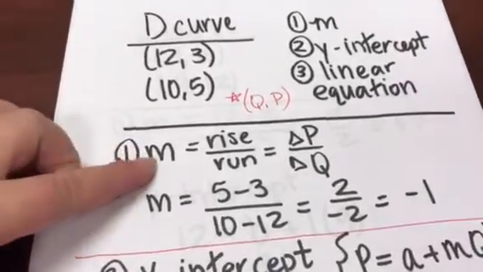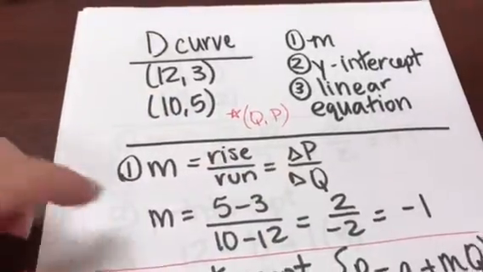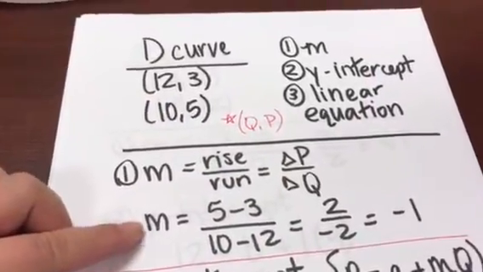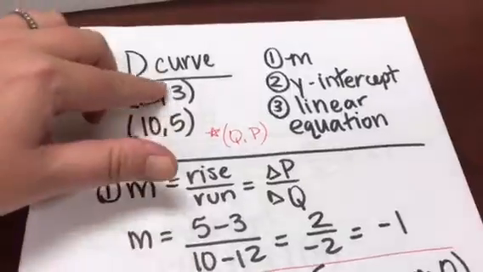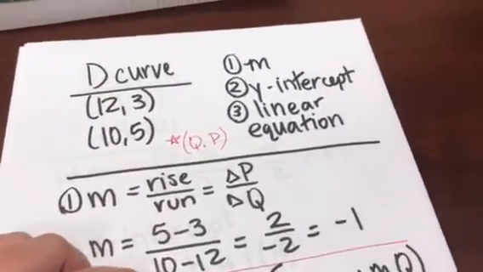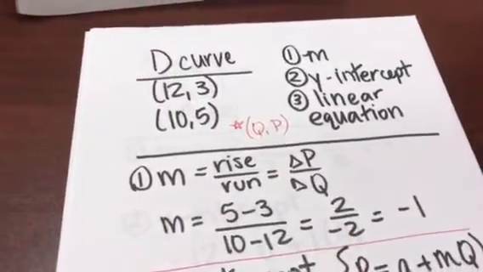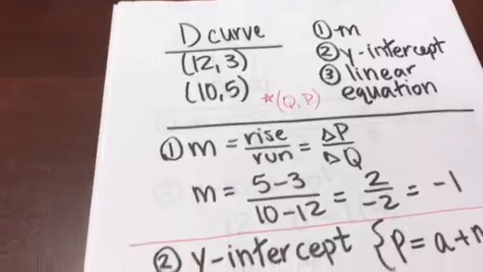Calculating our slope is simply rise over run, or the change in price divided by the change in quantity. So I just take those 2 points. I'm going to start with my price, so I do 5 minus 3. And then on the bottom I have quantity, 10 minus 2. I would get 2 divided by 2, and so the slope of our demand curve is 1.